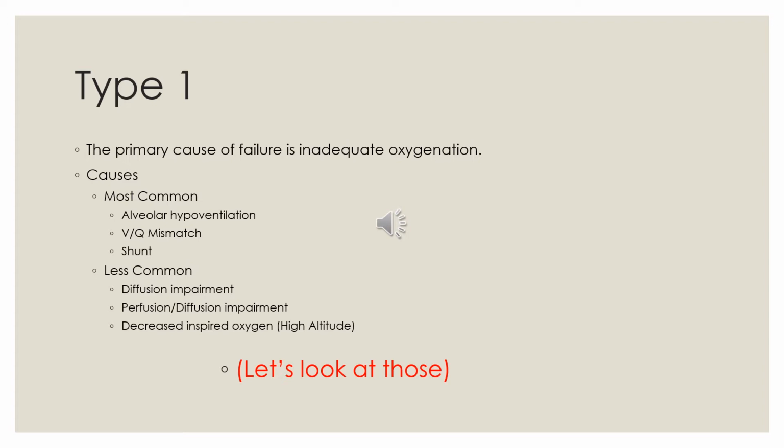And then you can have a VQ mismatch, so ventilation perfusion, or a shunt. I'm sure Derek has explained all those things to you. We'll brush on them a little bit, but these are things we should probably already know by now. Less common would be a diffusion impairment or perfusion-diffusion impairment and decreased inspired oxygen.